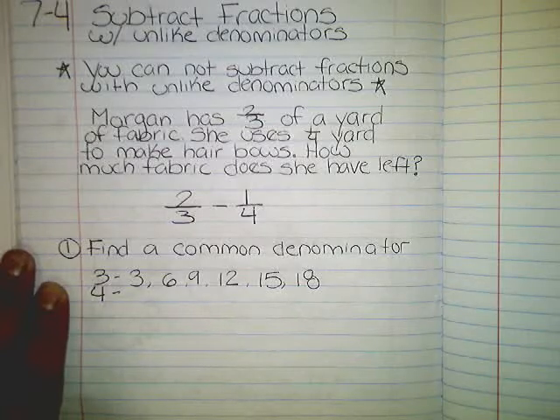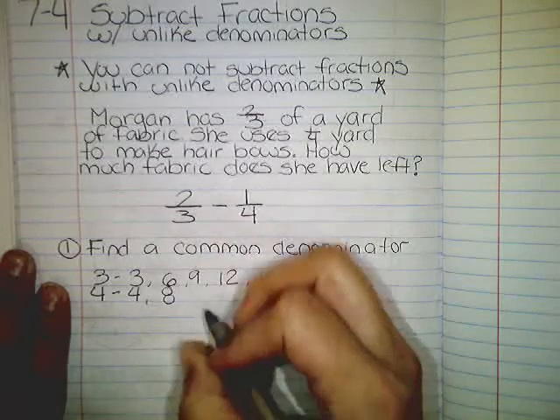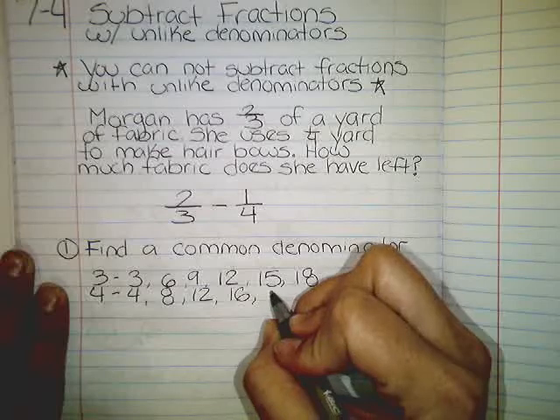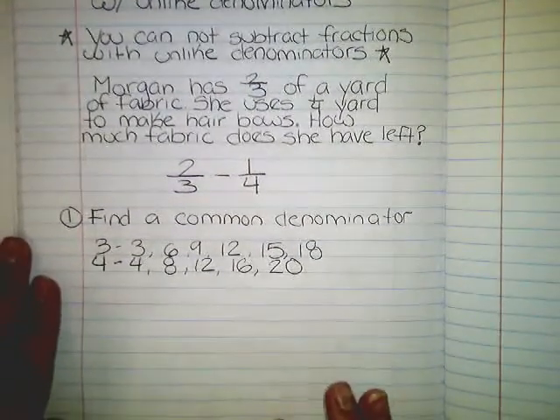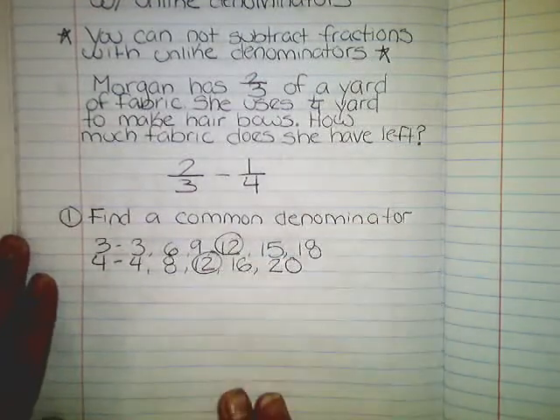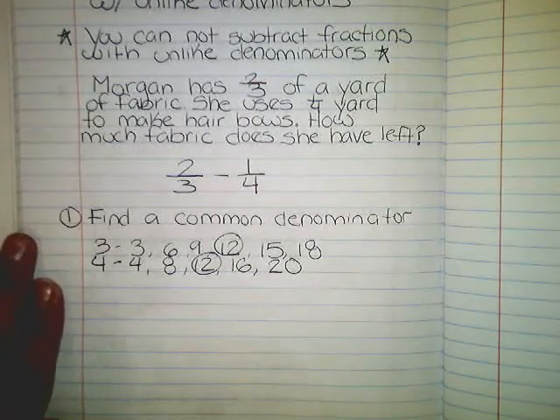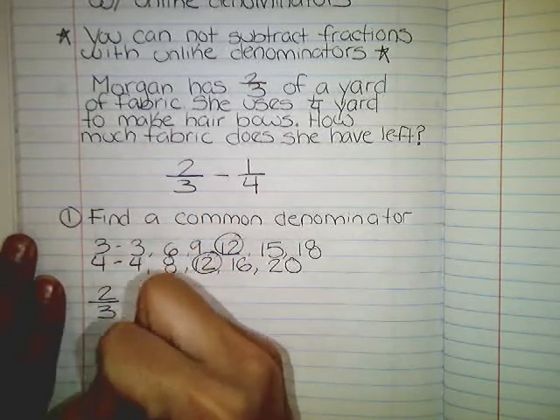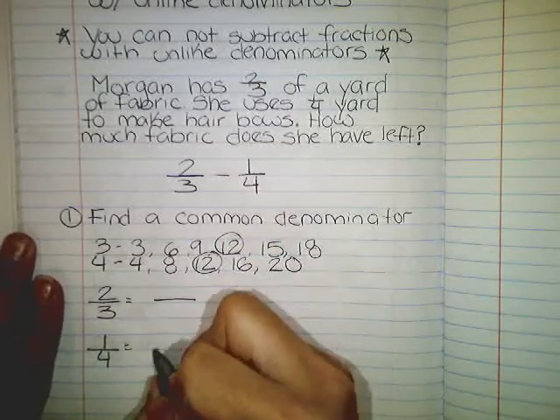Let's list the multiples of 4. 4, 8, 12, 16, 20. They have 12 in common. So what we're going to do now is set up our two fractions and make them have matching denominators.